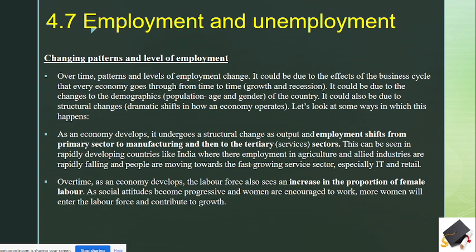The first change was because of COVID: the employment system has changed. Now the other is that people are moving from agriculture to IT. This is another change that you can see in the present world. The other one: as an economy develops, the labor force also sees an increase in the proportion of female labor, as social attitudes become progressive and women are encouraged to work.